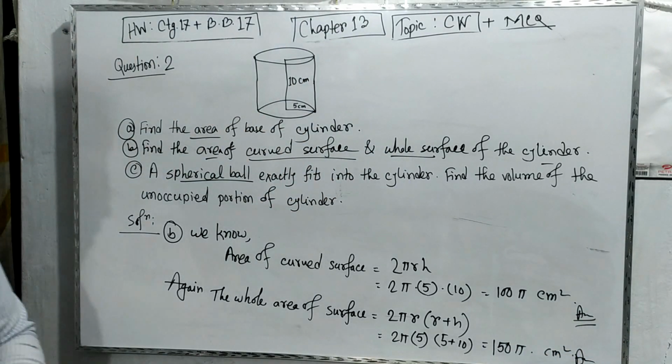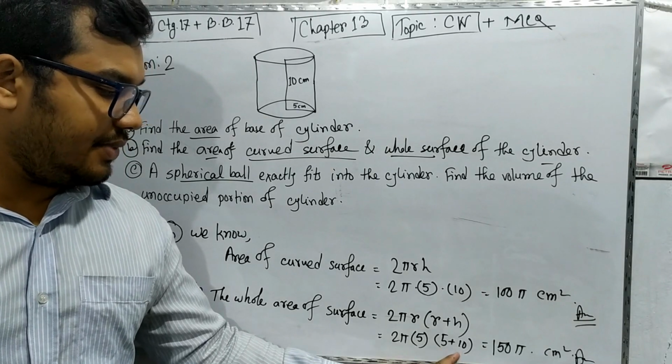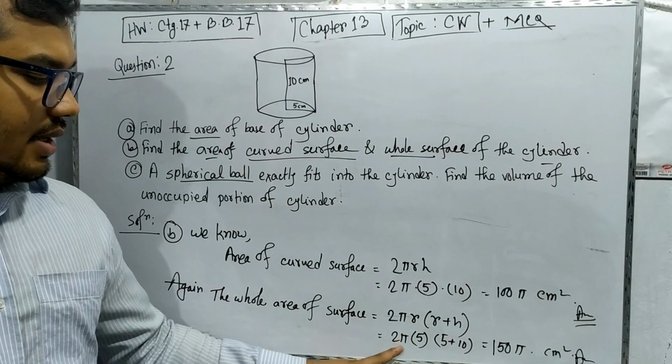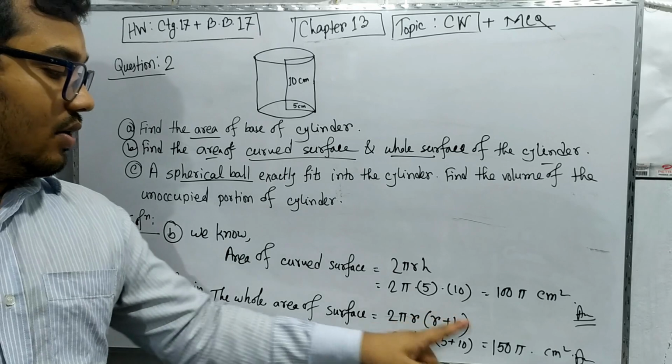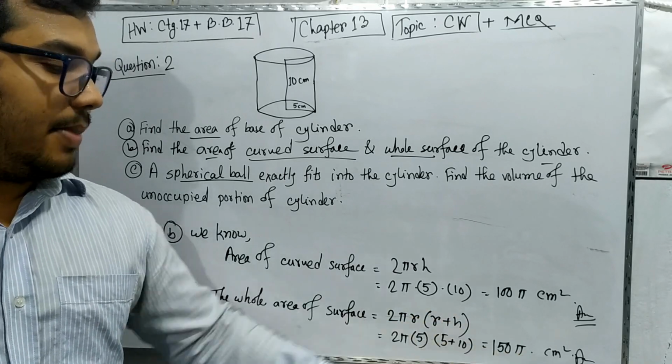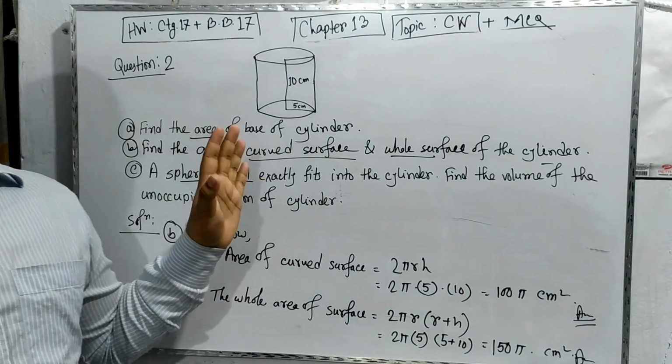Here is 5 plus 10, 15. 15 into 2, 30. 30 into 5, that is 150 pi. So this is how we can solve this question.